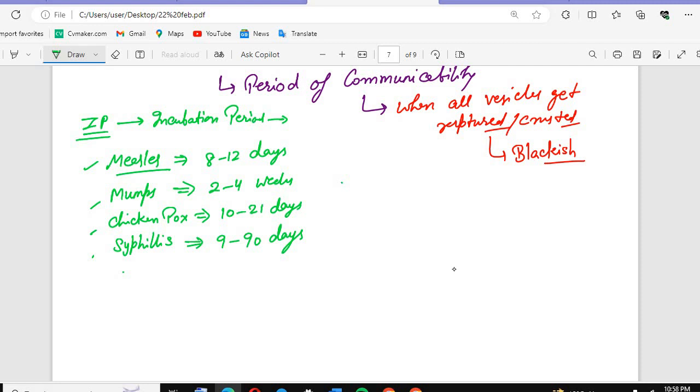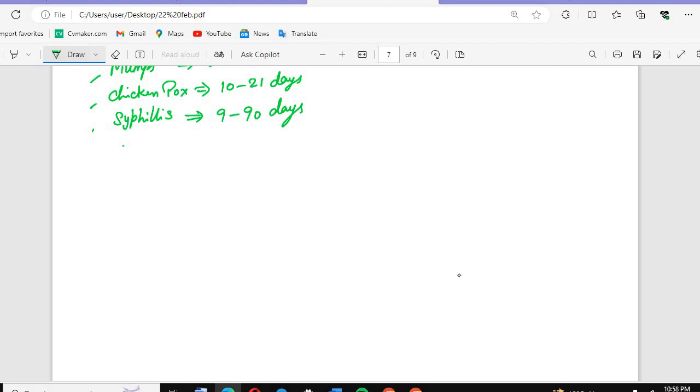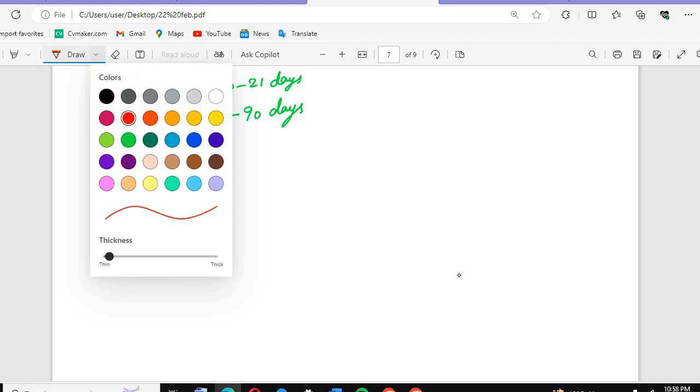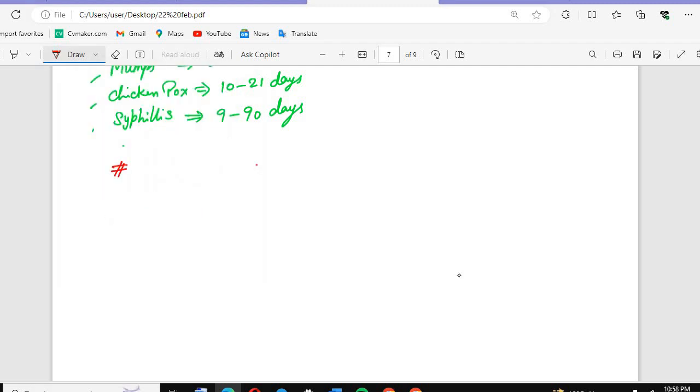Now let's discuss another one, the fifth disease and the sixth disease, because that can be asked, and the history or an image can be given. If you are getting the fifth disease, what is that? That is erythema infectiosum.